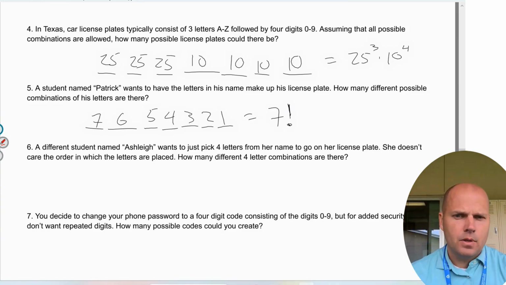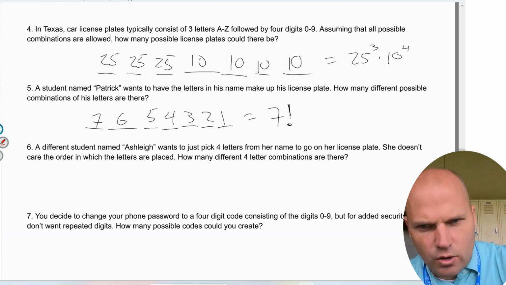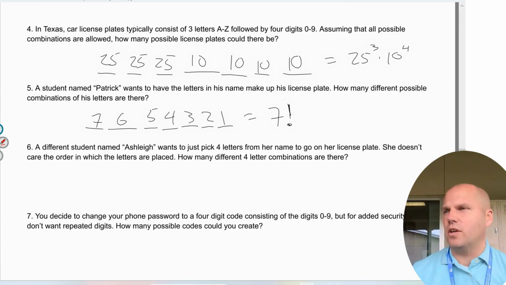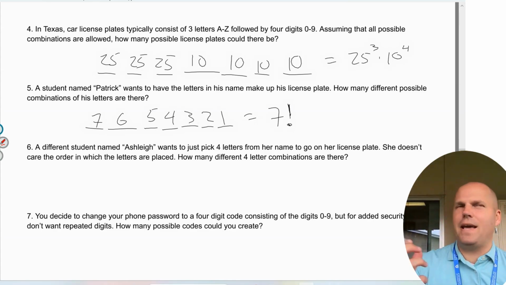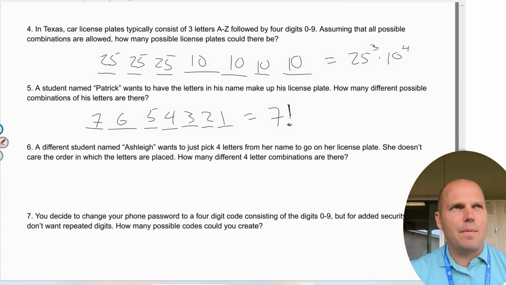Ashley has a long name. She just wants to pick out 4 letters from her name. She doesn't care the order in which the letters are placed. So how many different 4-letter combinations are there? So she just wants right now to pick out 4 letters that she wants. And we're trying to figure out how many possible combinations there are.